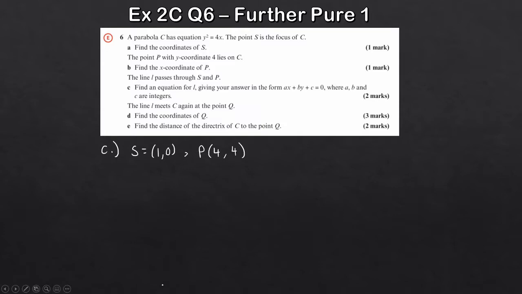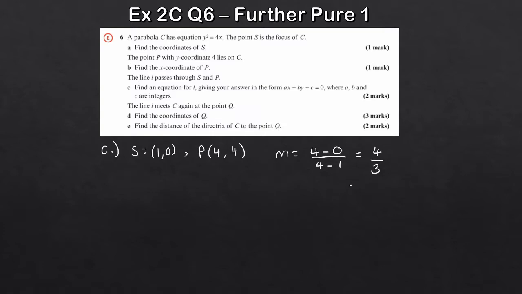Now we're going to use this information to work out this question. The first thing we're going to do is work out the gradient. If we've got 2 points, we can work out the gradient. This should be nice and easy. So m is going to be 4 minus 0 divided by 4 minus 1. 4 minus 0 is 4, 4 minus 1 is 3. So we get the gradient 4 over 3.